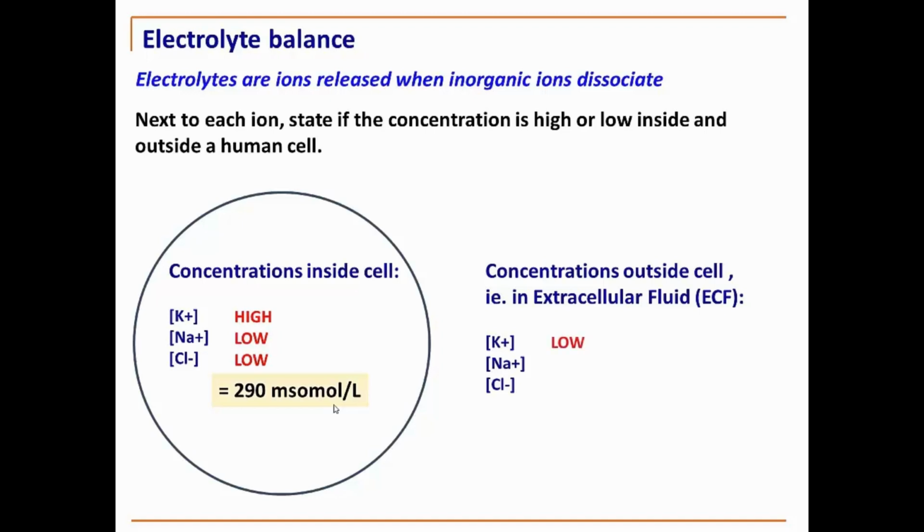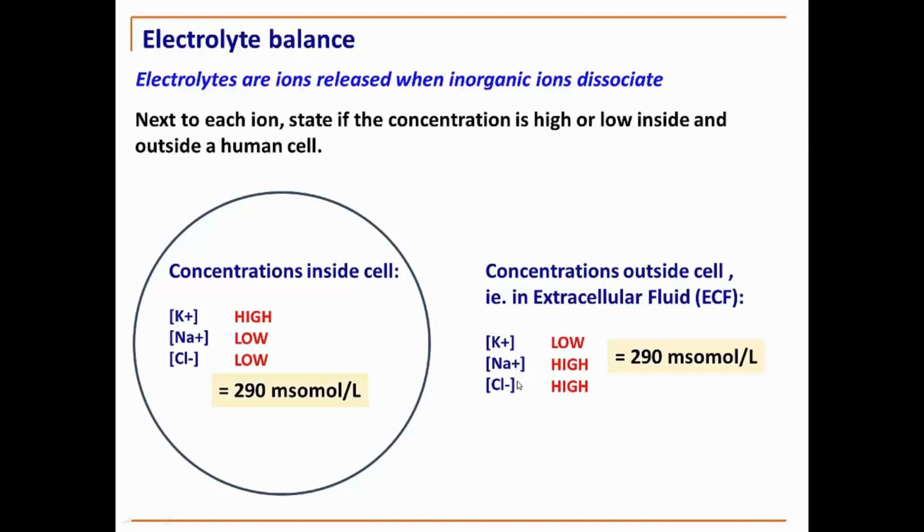Now, outside the cell, potassium, low. Sodium, high. Chloride, high. So what you're seeing is they're inverse with each other. Now, what is the concentration or the osmolarity in our extracellular fluid, presuming you're nice and healthy? Do you think it's 290? Do you think it's above 290? Or do you think it's lower than 290? In a healthy, normally hydrated individual, it'll be the same, 290 milliosmoles per litre.